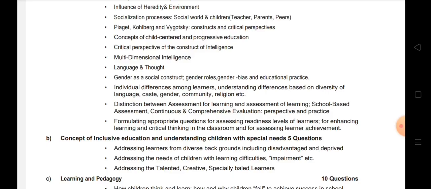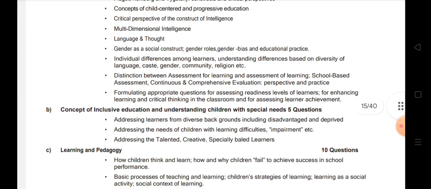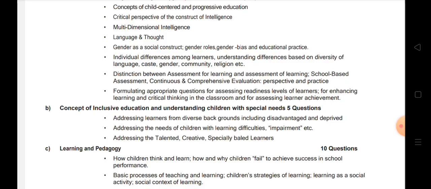So we need to know what is gender and what is sex. We should know the difference between gender and sex. Then individual differences among learners, understanding differences based on diversity of language, caste, gender, community, religion, etc. When we go to a classroom, we have children coming from different backgrounds, different religions, genders, castes, communities, languages, areas and cultures. So all these we should keep in mind while dealing with children in the classroom.